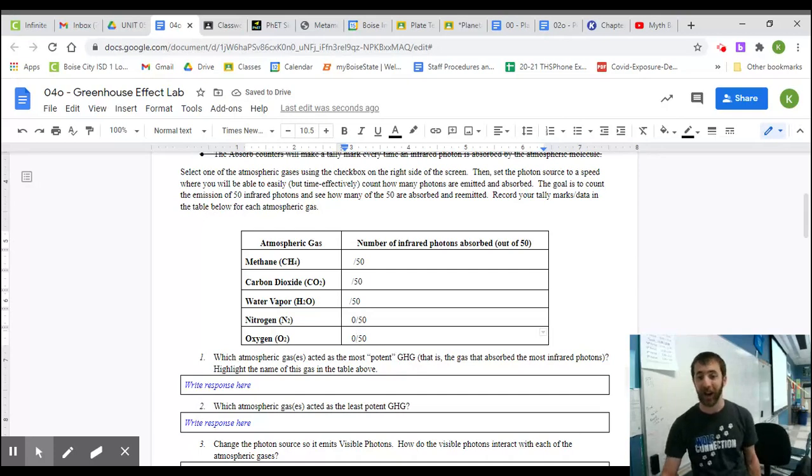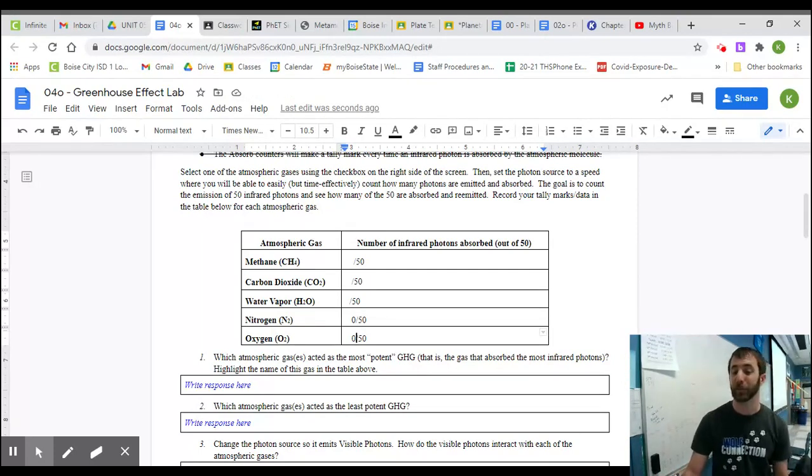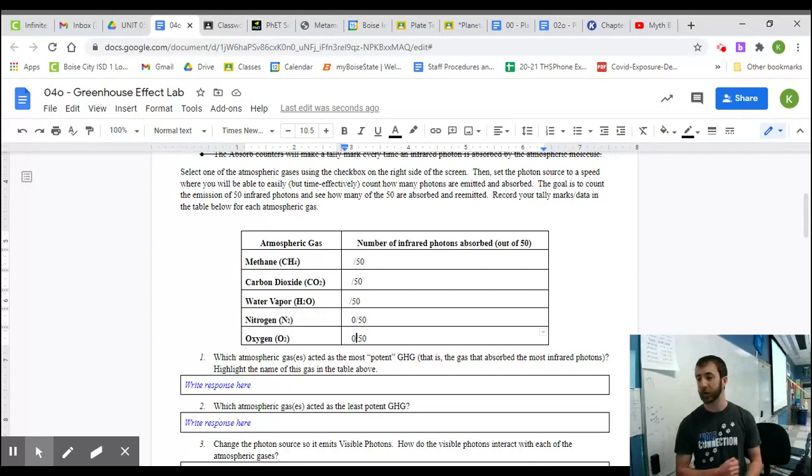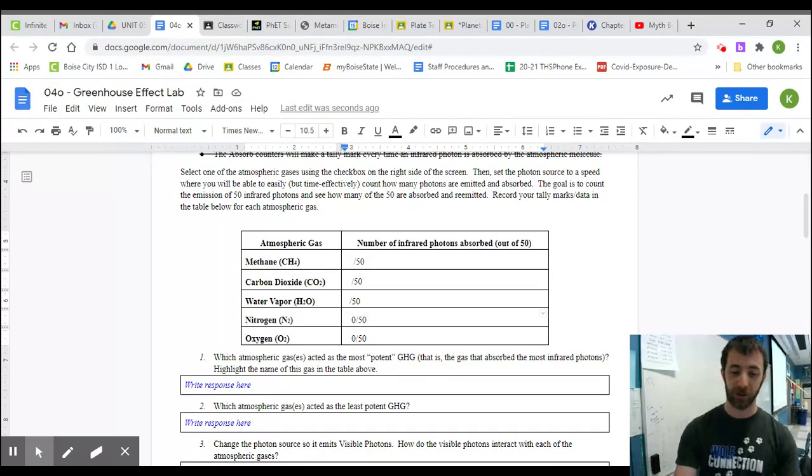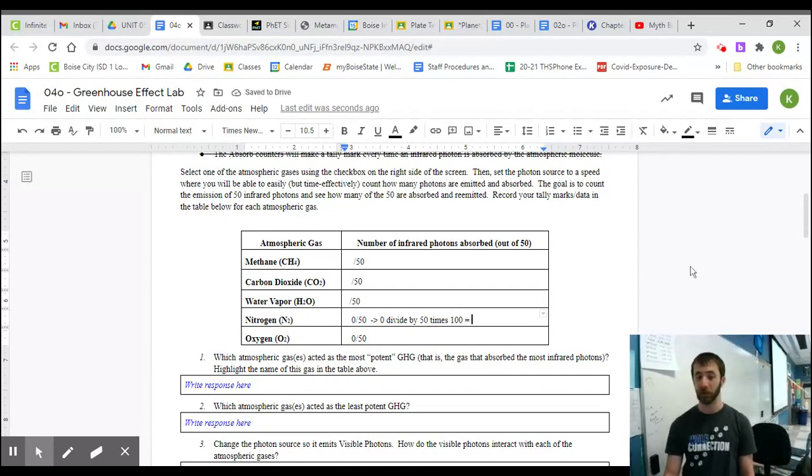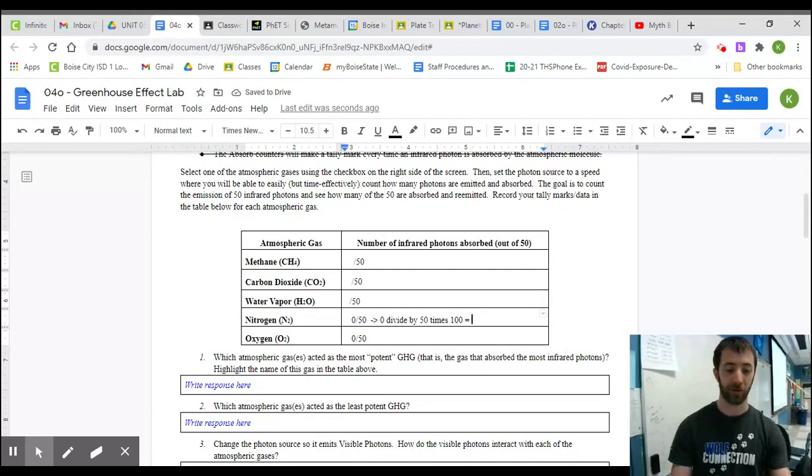The next thing I'm going to ask you to do is to calculate a percentage. At this point in our academic careers, hopefully we know how to do that already. But if you want to calculate a percentage, you do the division. So blank out of 50, 0 divided by 50, and you'll get a number. And then you multiply it by 100, and that'll give you a percent. So in this case, 0 divided by 50 is 0, times 100 is 0%.